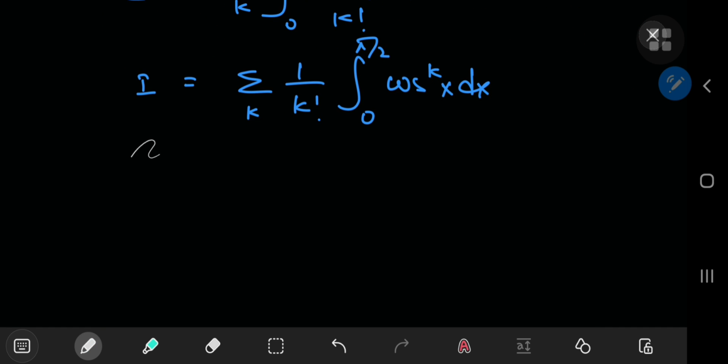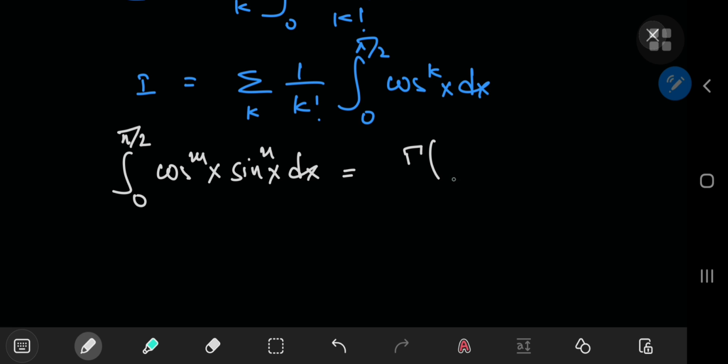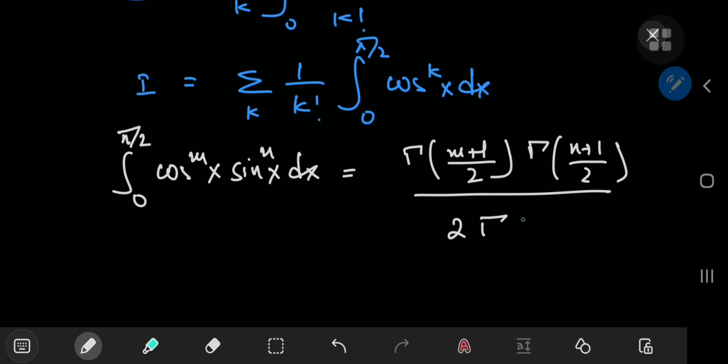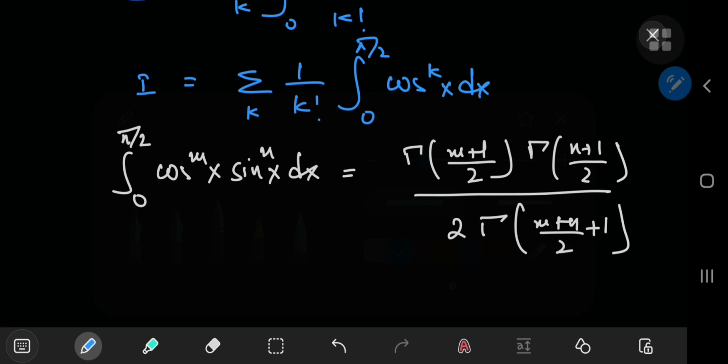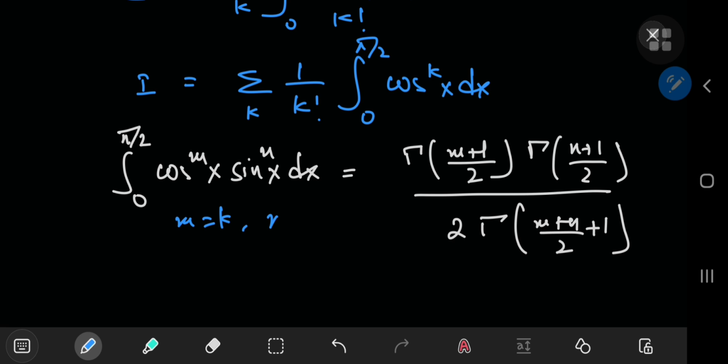If you're integrating from 0 to pi by 2 the cosine of x to the mth power times the sine of x to the nth power, then all of this reduces to the gamma function of m plus 1 by 2 multiplied by the gamma function of n plus 1 by 2, divided by twice gamma of m plus n by 2 plus 1. So here we have to replace m by k and n by 0. And in doing so, if you replace n by 0, you have gamma 1 by 2, which evaluates quite nicely to the square root of pi, of course.